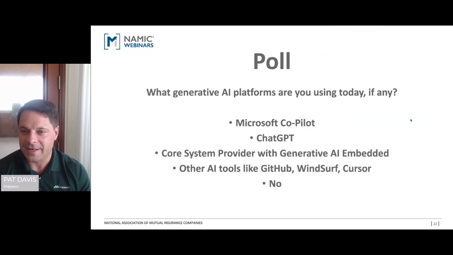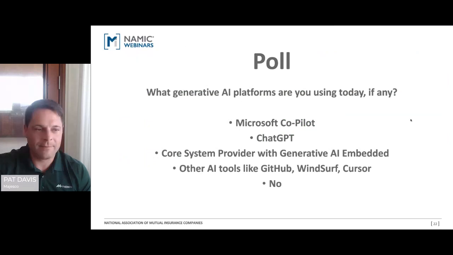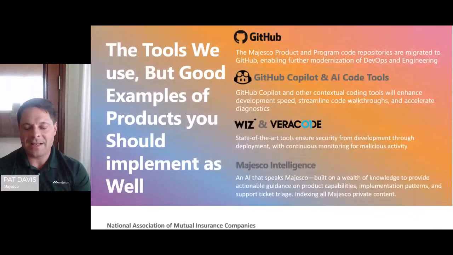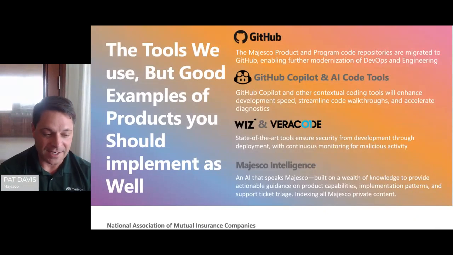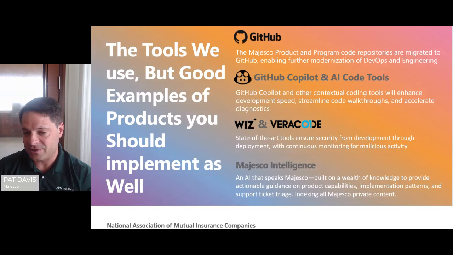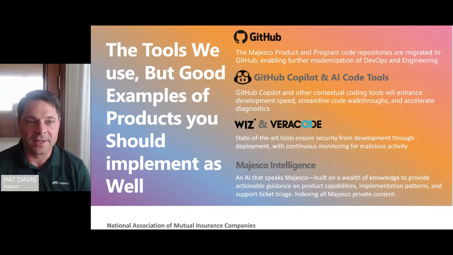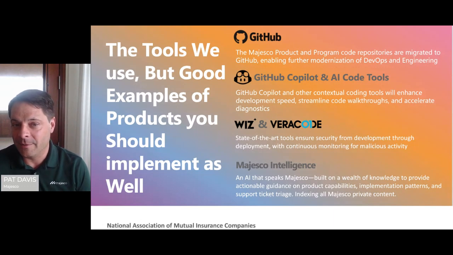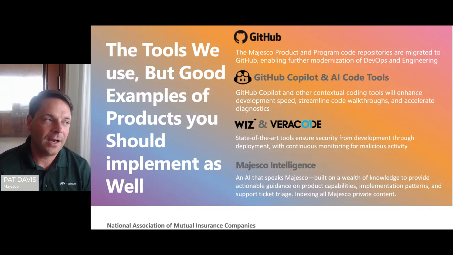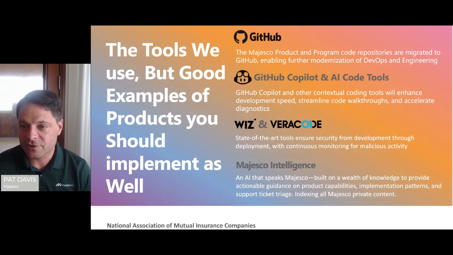So what are the tools that we use here at Majesco? I'm not saying you should use these tools. My point is these are examples of tools that we use in our organization. And if you're the CTO or CIO of an insurance company, you should be thinking about this tooling. So there are other examples between GitHub and GitHub Copilot that you could be using. There's also things like Windsurf or Cursor.